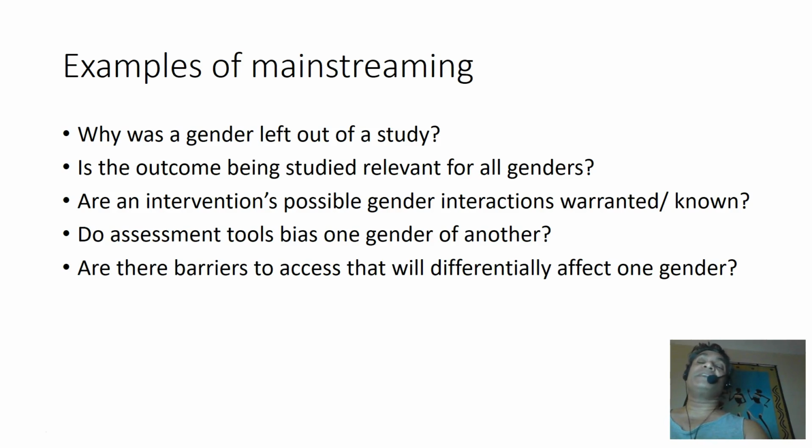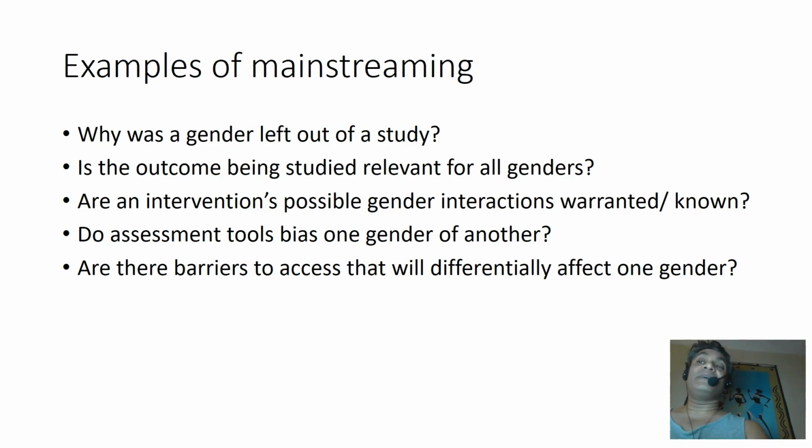Are the interventions' possible gender interactions warranted or known? What does that mean? Well, maybe the drug you are giving causes one gender to have migraines over the other. We don't know that it does. Have we even thought about that question? So the process simply asks us to ask ourselves the question: do assessment tools bias one gender over the other? So perhaps on an exam, I would give you an exam in class, and it's talking about experiences that one gender has and the other one doesn't. Is that fair? Probably not.